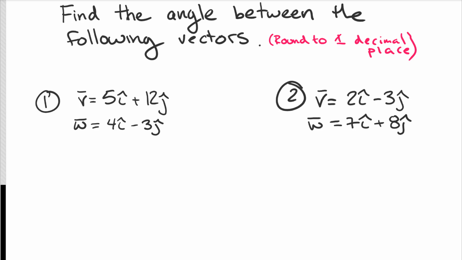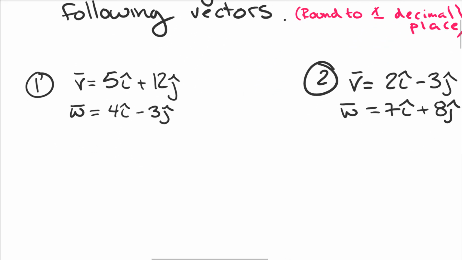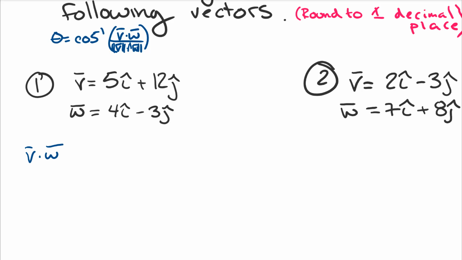Now, of course, we're going to need our formula. So let's pop that thing in. Let's put it somewhere we can see it. Say theta is equal to cosine inverse of v dotted with w over the magnitude of v times the magnitude of w. So what we're going to need to get is v dotted with w, the magnitude of v, and the magnitude of w. That's how we solve these problems. Then we put all that together, we plug it on in, and we get our answer. Everybody's stoked. So let's go get v dotted with w.